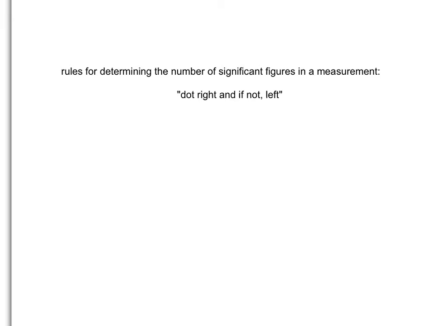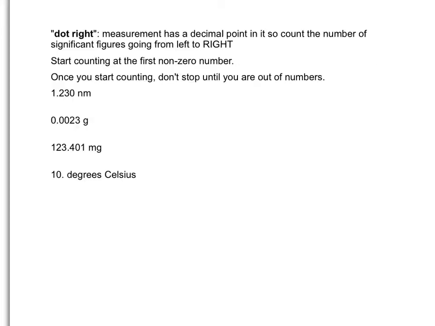Here is the rule that we are going to use to determine the number of significant figures in a measurement. It might sound a little funny, but once I'm done explaining, hopefully it will make sense. The rule is dot right and if not left. It's actually two rules in one.